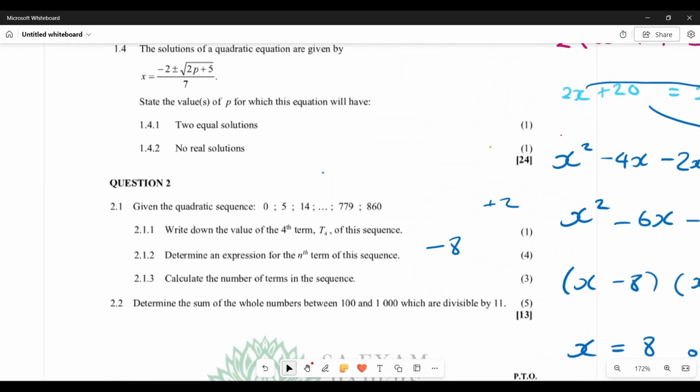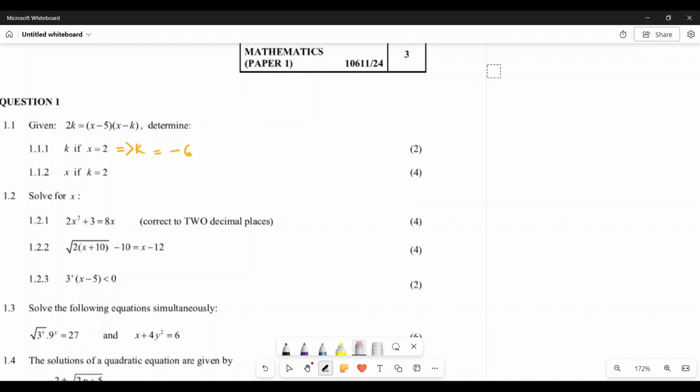Now let us move on to the next question. The next question whereby we are given this expression here as 3 to the power x, times x minus 5, this is less than 0. Now this is already simplified, right? There are only two things that we need to do here. So basically, let's start with analyzing these two terms. We're going to analyze this separately as well as this.